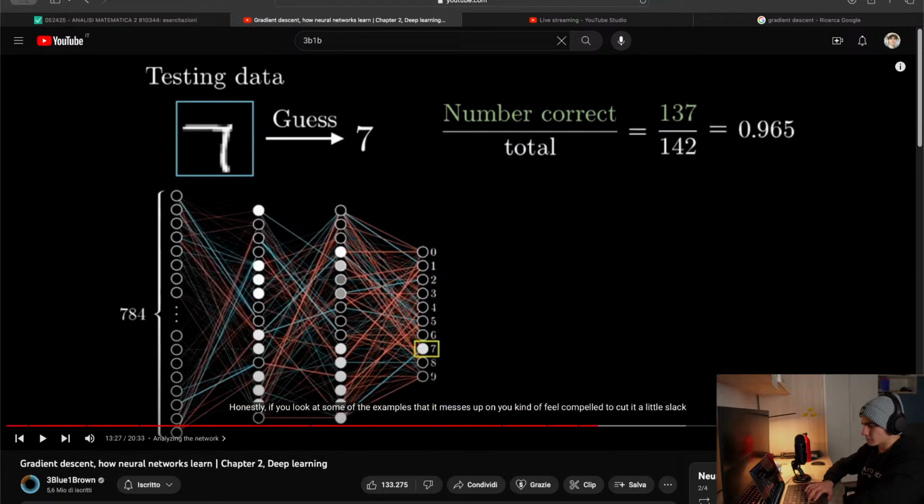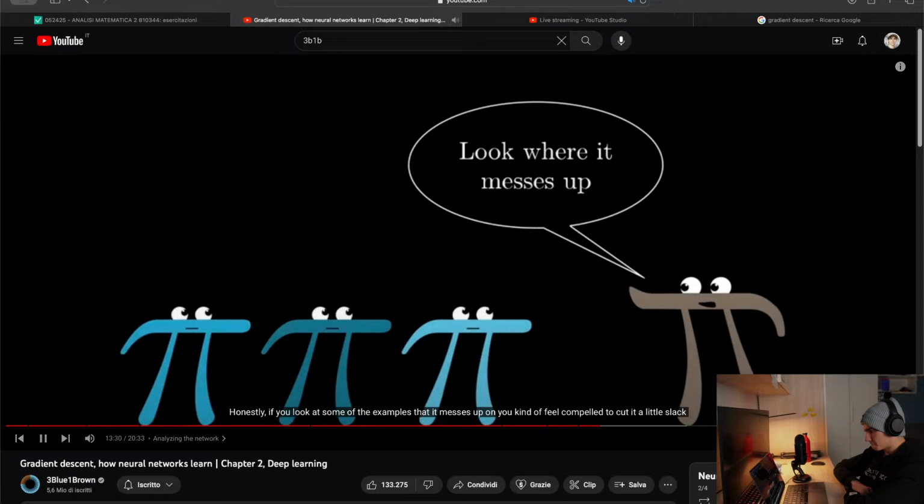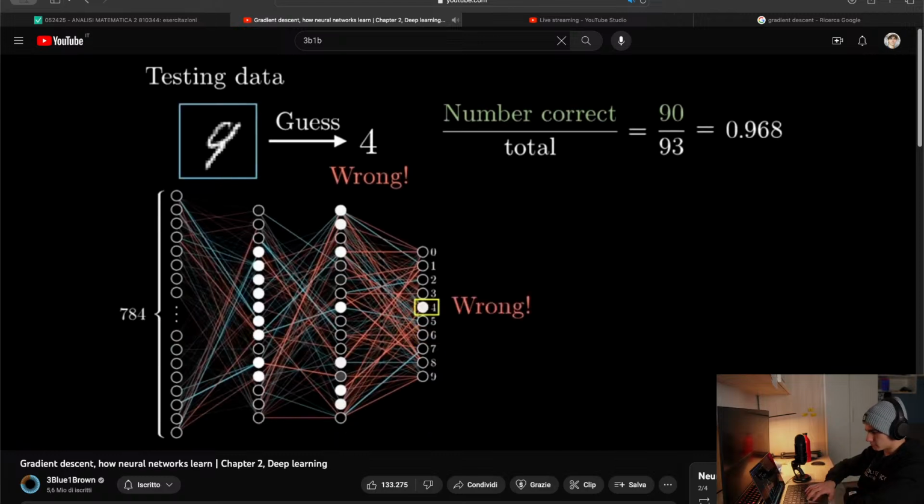And honestly, questo di qui, fatto un po' a caso, ti dà il 96% circa, cioè converge circa al 96% per quanto riguarda l'efficienza, cioè l'accuracy. Quanto è accurato. If you look at some of the examples that it messes up on, you kind of feel compelled to cut it a little slack.